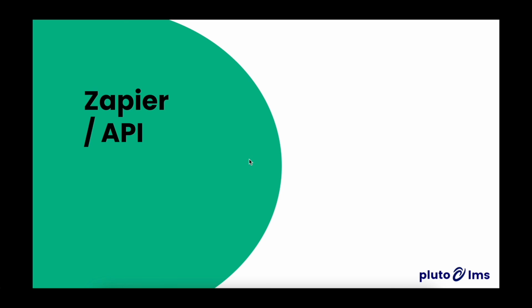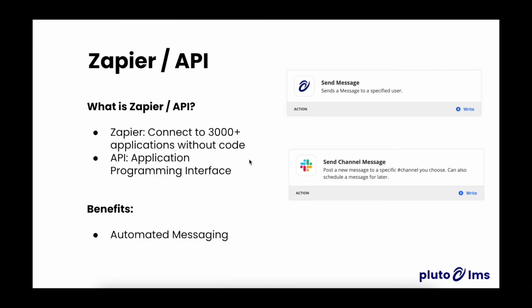The next thing I wanted to discuss was how Zapier and the API can work with user communication. So what is Zapier? Zapier is really nice because it's a platform that allows you to connect to 3,000 plus different applications without writing a single line of code. So if you want to connect Facebook to Pluto LMS, or you want to connect Outlook or Gmail, or you want to use a tool like MailChimp, for example, you can connect this all to Pluto LMS through Zapier, and you don't need a programmer to create that integration for you.